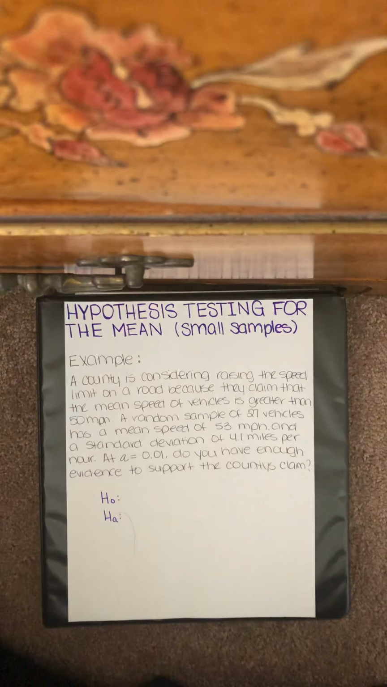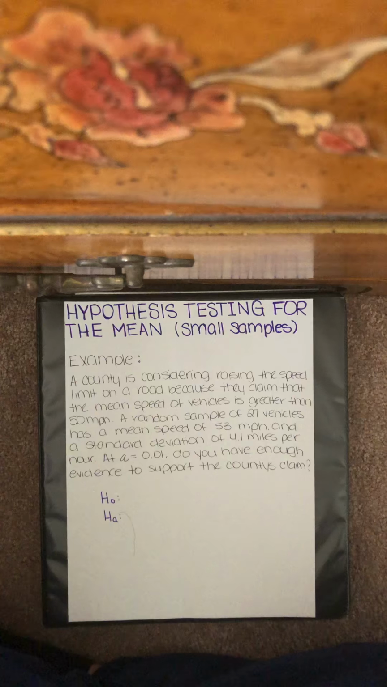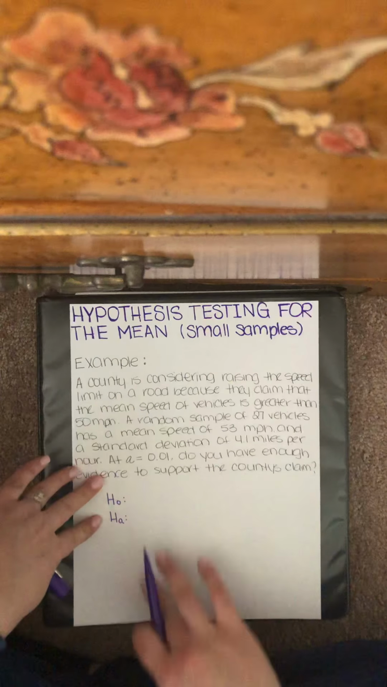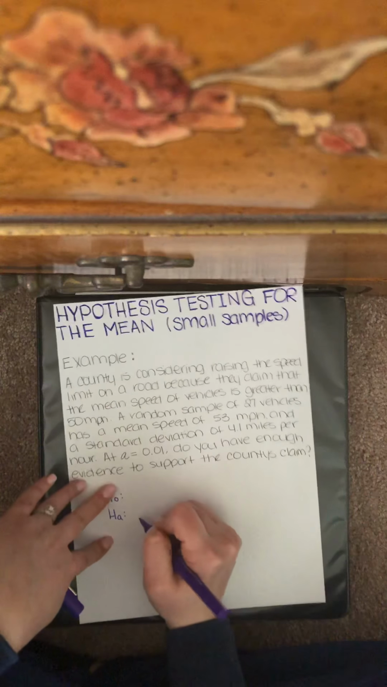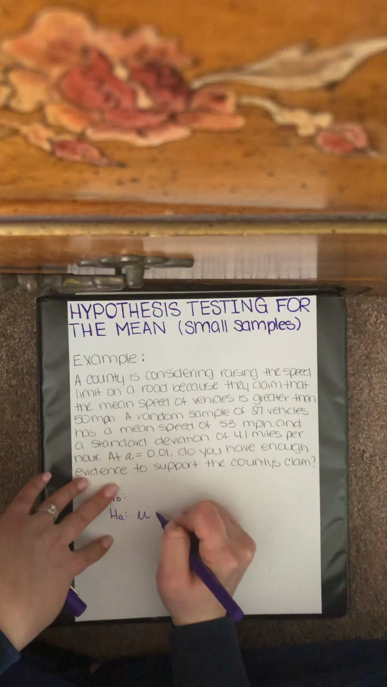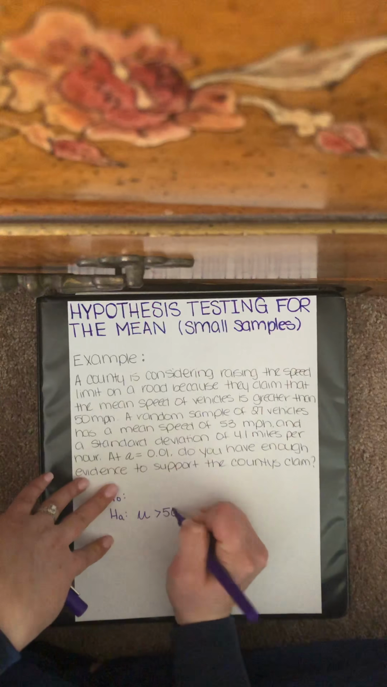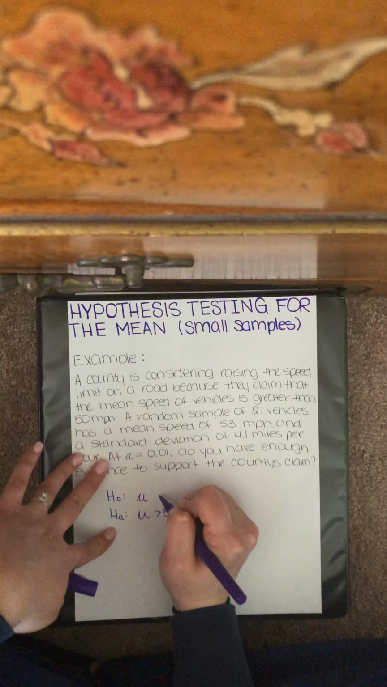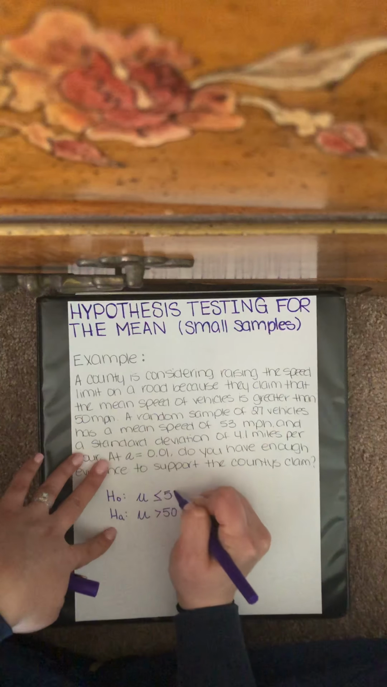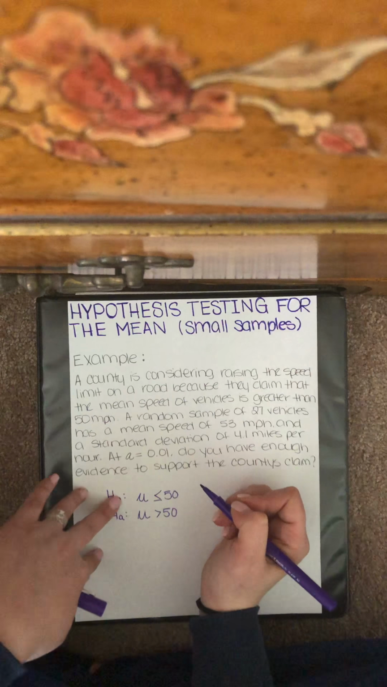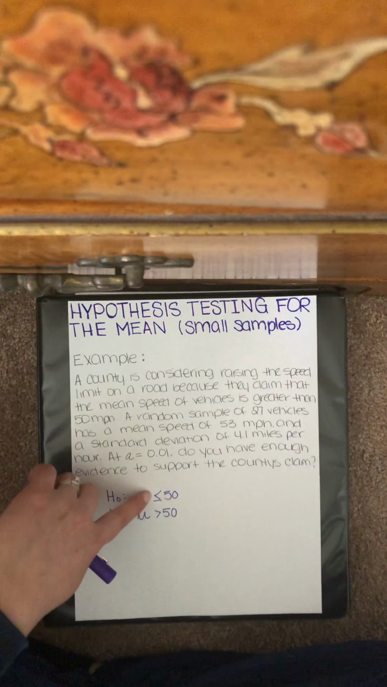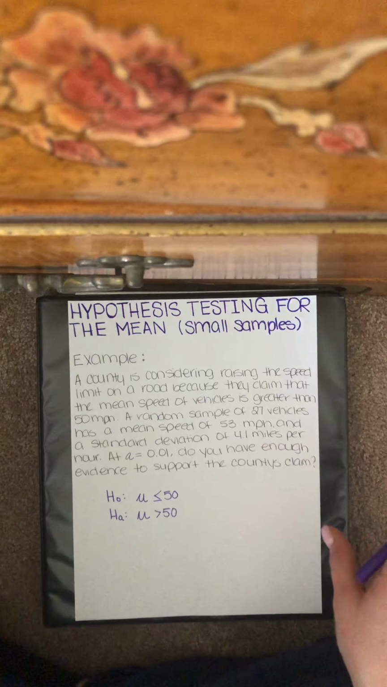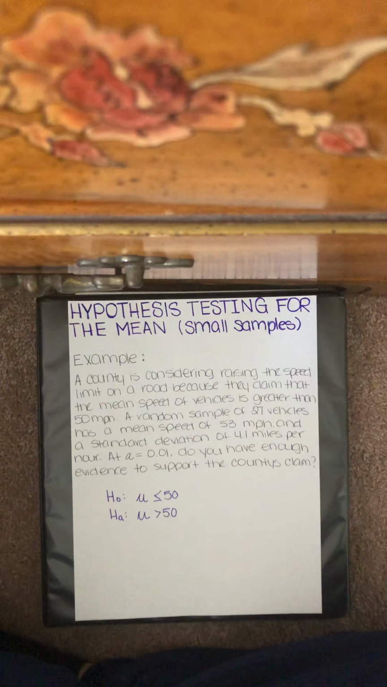So for this example, we know that we are looking for the mean, and in the problem it says that it's greater than. So in that case, our alternative hypothesis is going to be mu is greater than 50, and the null hypothesis is going to be the complement of that, so it's going to be mu less than or equal to 50. Because remember, the null hypothesis always has to be less than or equal to, or greater than or equal to, or simply equal to. Then we have to determine the type of test we're going to have.